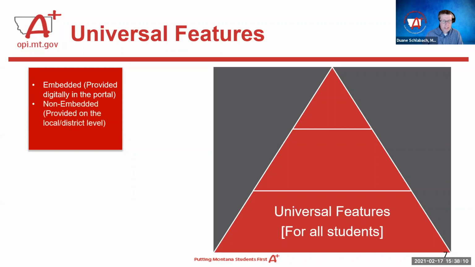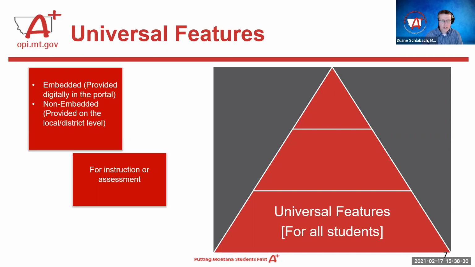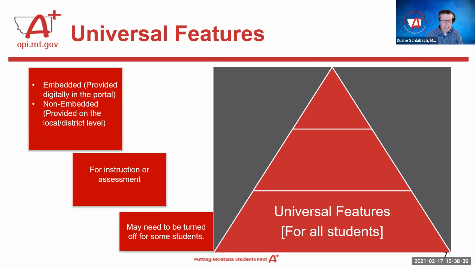Within all the statewide assessment portals, all the tools within the 3 tiers are either embedded, which means they are digitally provided within the platform of the website, or they are non-embedded, which translates to these tools being provided at the local or district level. And then universal features can be used for instruction via interim assessments if available, or during participation in statewide assessments. And then finally, remember, just because the universal features are available to all students to make the assessment more accessible does not necessarily mean they should be turned on for all students.